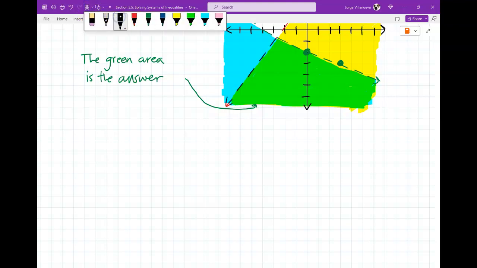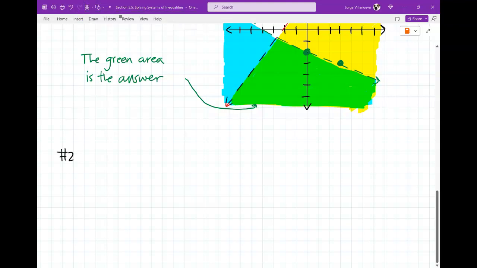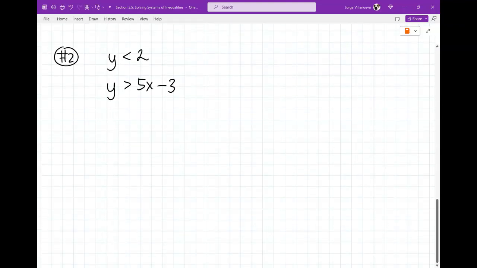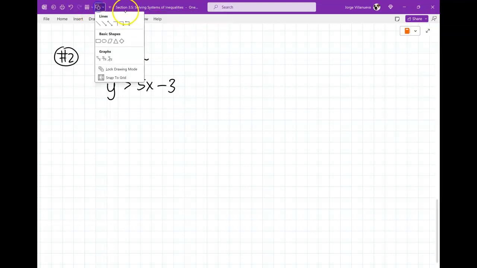All right. Let me give you another one. Another homework problem. Y is less than 2. Y is greater than 5x minus 3. Now this might look like it's another easy one, which it is, but there's just a little bit of a tricky aspect to it because the top equation is missing a letter, right? So since the top equation is missing a letter, it could create a bit of confusion if you don't remember how to handle that.